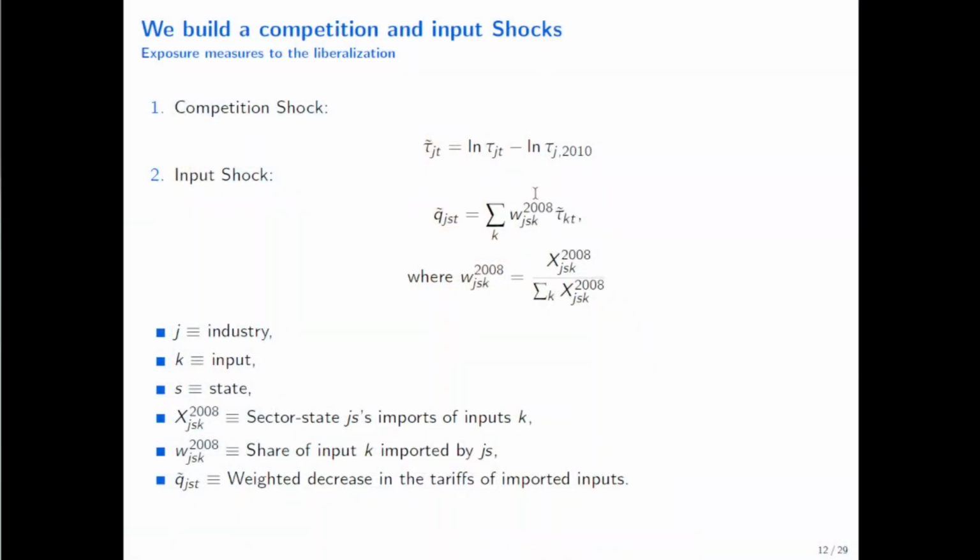So the first one is going to be the competition shock, which is just the decrease in the tariff. So this tau should be 1 plus. I just realized that this is 1 plus the tariff. And then for the input shock, we're going to construct a Bartik shock, in which the shares are going to be the shares that each industry is using from each other industry from the import records. And the shifter is going to be the change in the tariff of this sector K. So this is just a measure of exposure on how much the price of inputs is decreasing because of the trade liberalization episode. We're going to have industry fixed effects, state fixed effects, and then we're going to weight the decrease in the tariffs of imported inputs. Yeah, this is going to be the input shock.